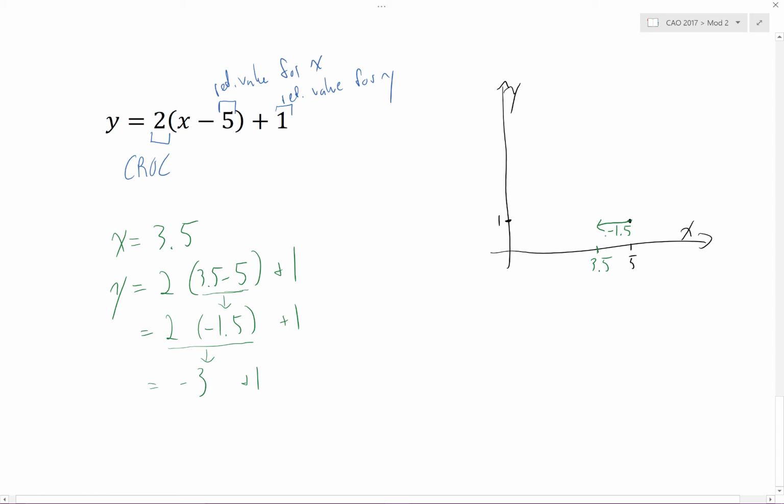And this negative 3 represents the corresponding change in y. Then, when we add negative 3 and 1, we get negative 2. And this negative 2 represents our new y value. So it represents the value of y when x equals 3.5. And we can do this for any value of x.